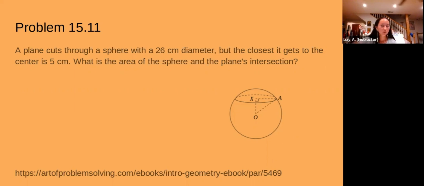Okay, let's see. One way, I'll give you a hint. Maybe you can try to figure out what this length XO would be. So if you know what the diameter is, then you can figure out the radius. And we know that the closest the plane gets to the center is 5 centimeters. So you could do radius minus 5 to figure out what this length is right here.